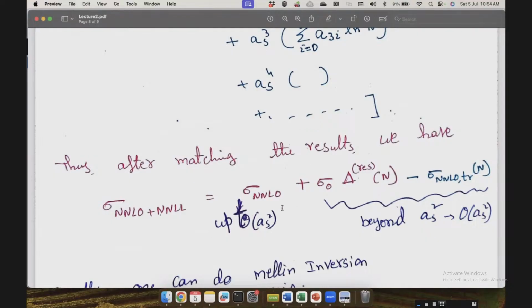Suppose I am adding to the NLO level, I just truncate only at NLO level, and then this matching includes the terms from alpha s square level onwards. Suppose you are adding to the N cube LO level, you truncate up to N cube LO level, so that this entire combination involves the corrections starting from alpha s power 4.